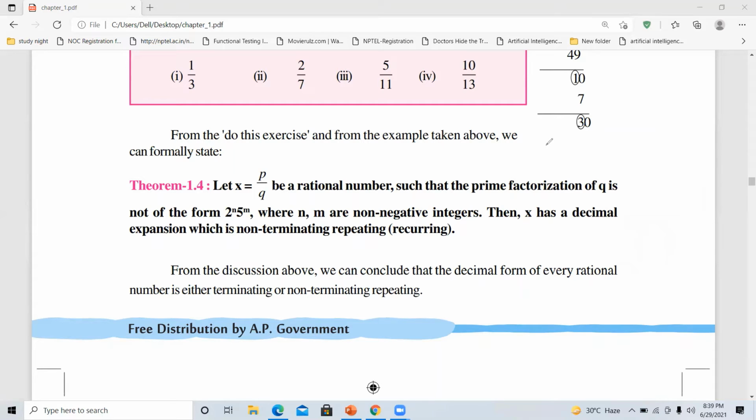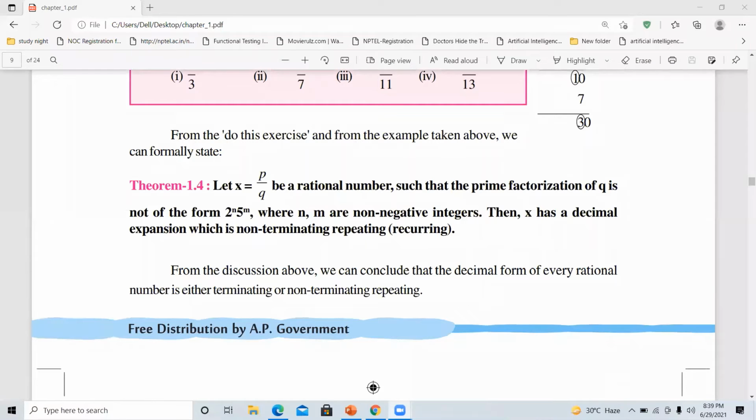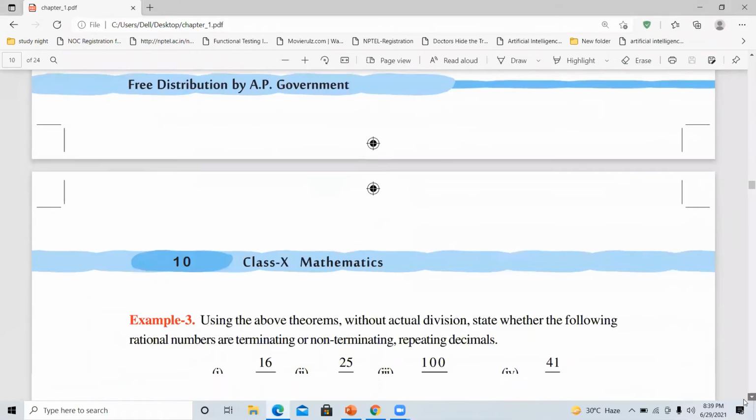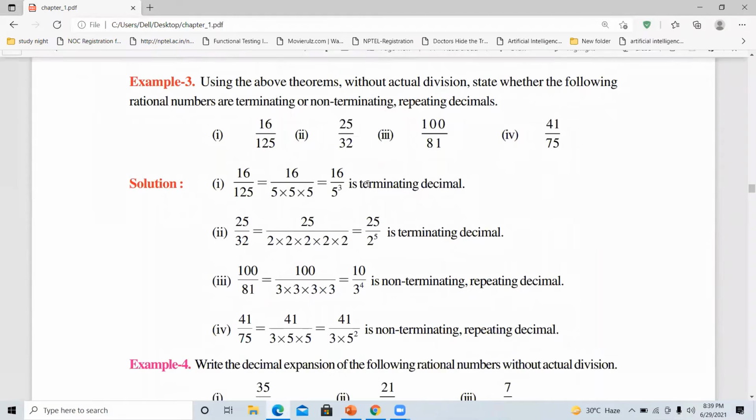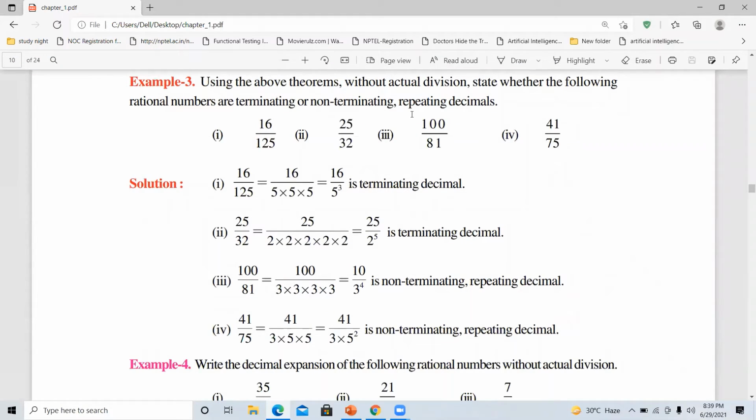So, in this way, we have defined these two theorems. And after these two theorems, we have to use the above two theorems without actual division to state whether the following rational numbers are terminating or non-terminating repeating decimals. So let us see how they have done this.